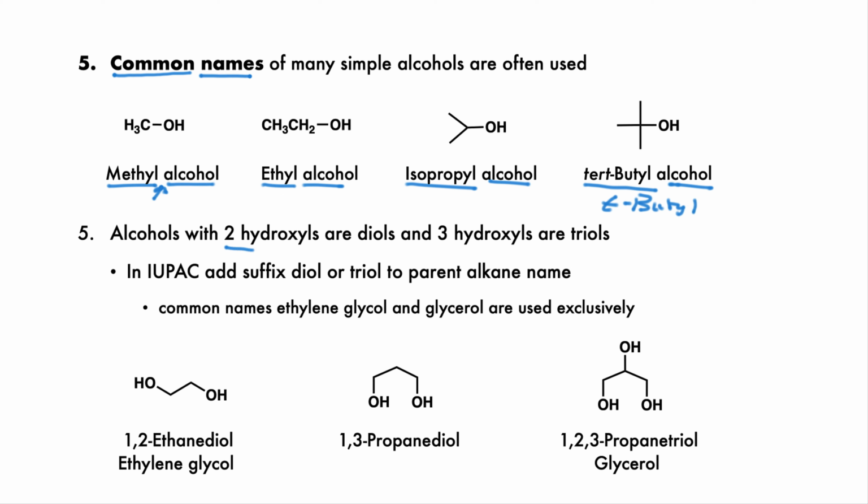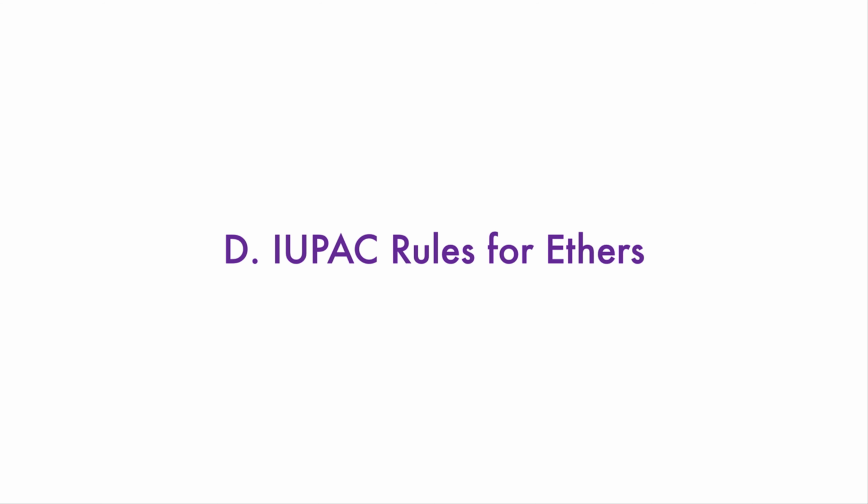Alcohols with 2 hydroxyls are diols, and those with 3 hydroxyls are triols. Add the suffix diol or triol to the corresponding alkane name. In systematic IUPAC nomenclature, the first molecule is 1,2-ethane diol, the second is 1,3-propane diol, and the third is 1,2,3-propane triol. The first and third molecules are very important. They are only called by their common names, ethylene glycol and glycerol, by working chemists.